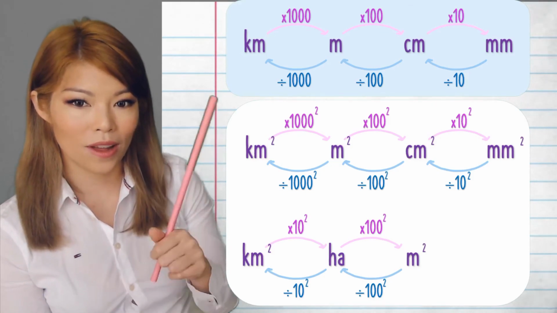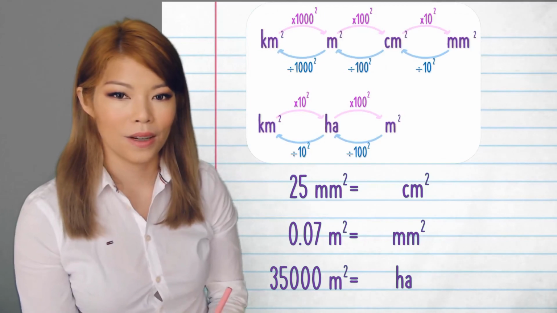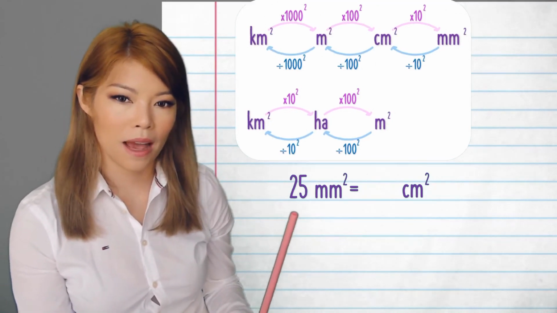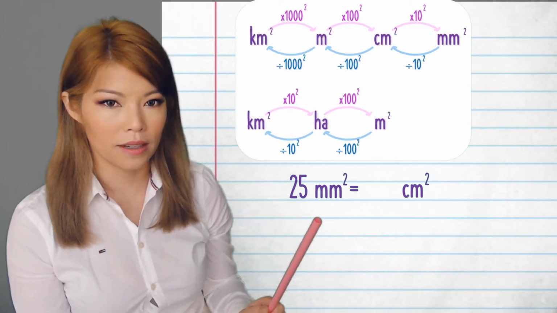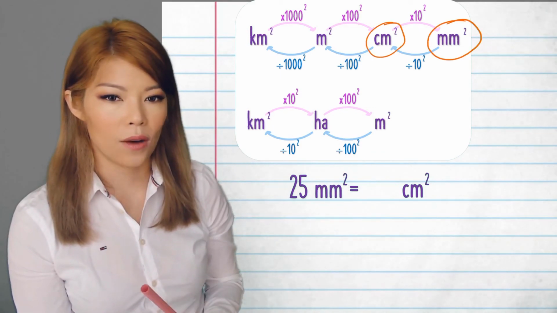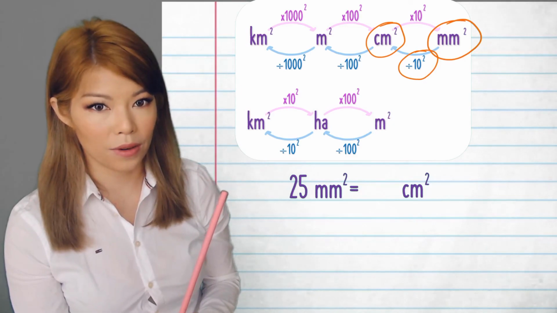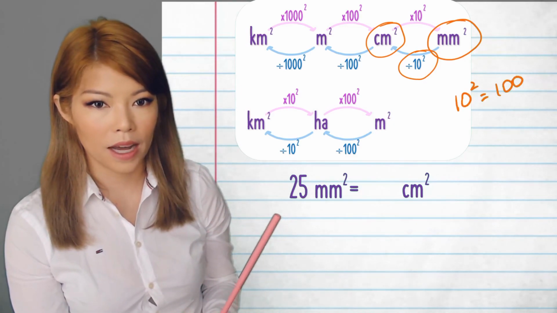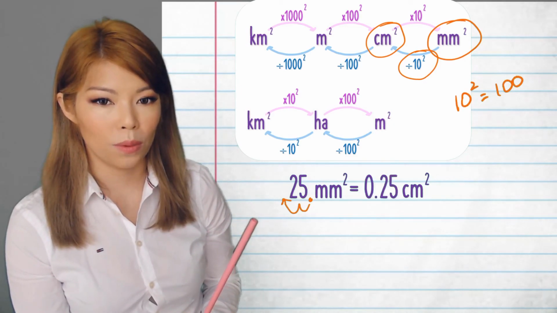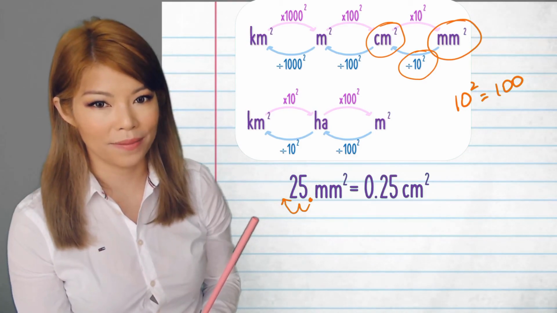Let's use this to answer some questions. Convert the following. First example, we have 25 millimeters squared. So millimeters squared is there, and we have to convert it to centimeters squared. So we have to divide by 100. So dividing by 100, we get 0.25 centimeters squared.